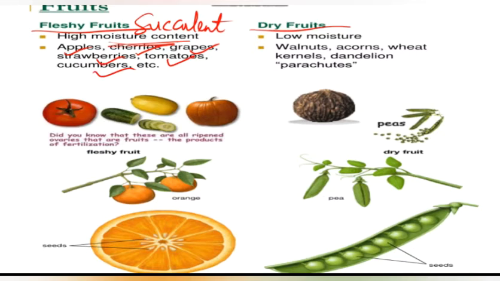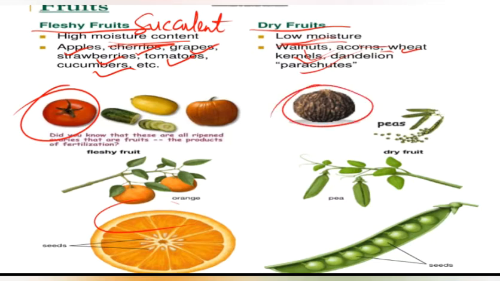While when we talk about dry fruits, they have low moisture. That makes them dry. Examples are walnut, corn, wheat kernels, dandelion. Just as you can see here, these fruits are fleshy. Orange, they are fleshy. But look at these peas. They are not fleshy. That's why we call them dry fruits, because they are not fleshy. You can even see some further examples of dry fruits.